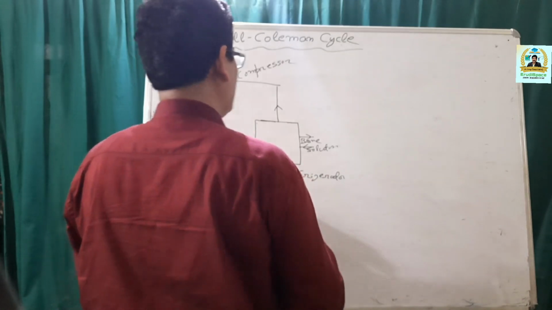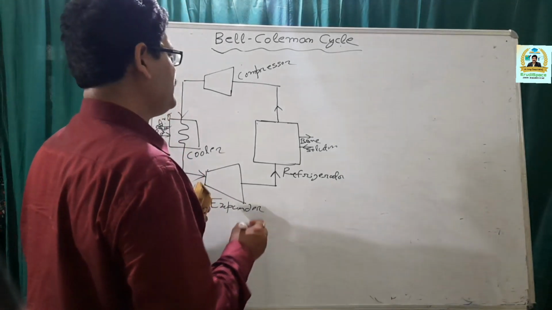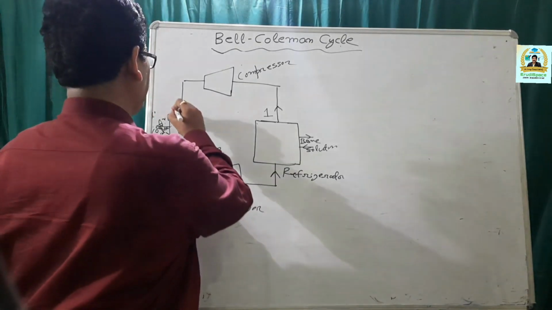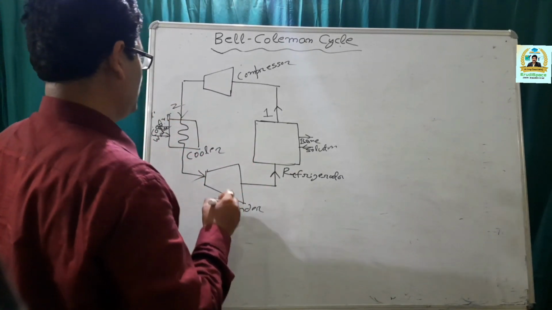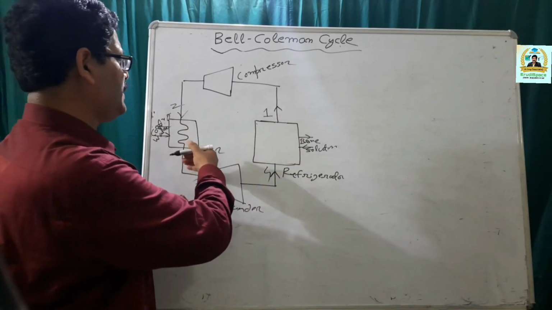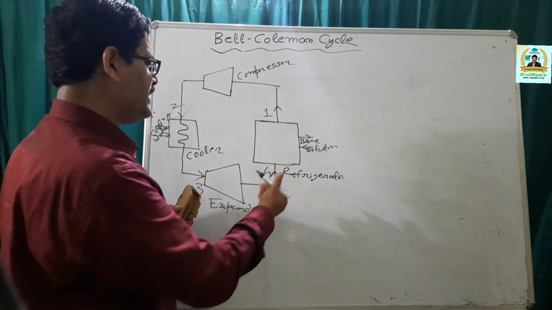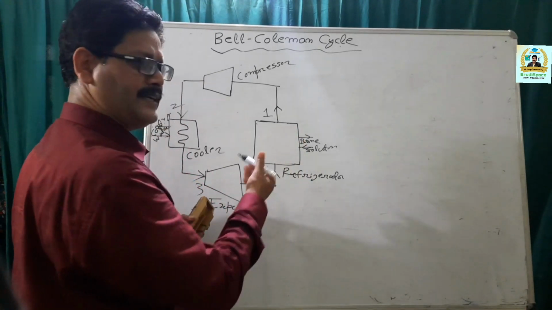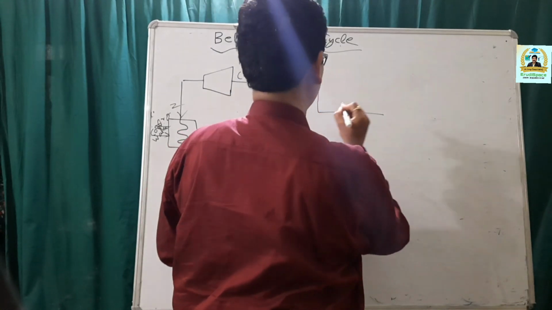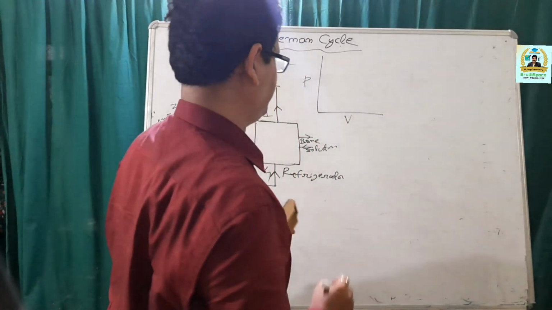Now, we'll represent this in PV and TS diagram. By convention, the entry point to the compressor is taken as point 1. So this is point 2, this is point 3, and this is your point 4. That means entry to the cooler is taken as point 2, entry to the expander is taken as point 3, and entry to the refrigerator is taken as point 4. So we will actually represent the cycle, that is Bell Coleman cycle, in PV and TS diagram.